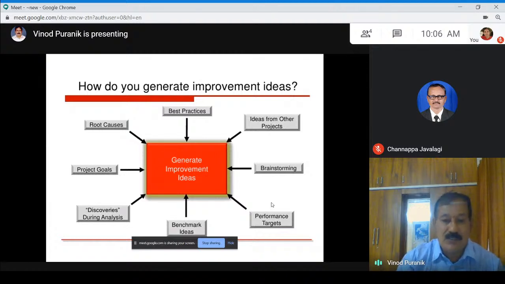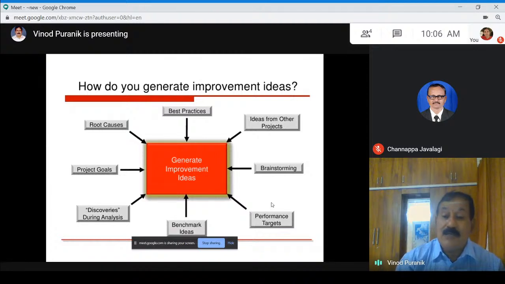Take the example of a doctor. Improvement of the patient is only possible when you know the causes. What are the problems with the patient? Then only he can give the better medicine for that. So first, that is very, very important. For any improvement ideas, you have to find the root causes. And then you have to look for the best practice, how you can do that.